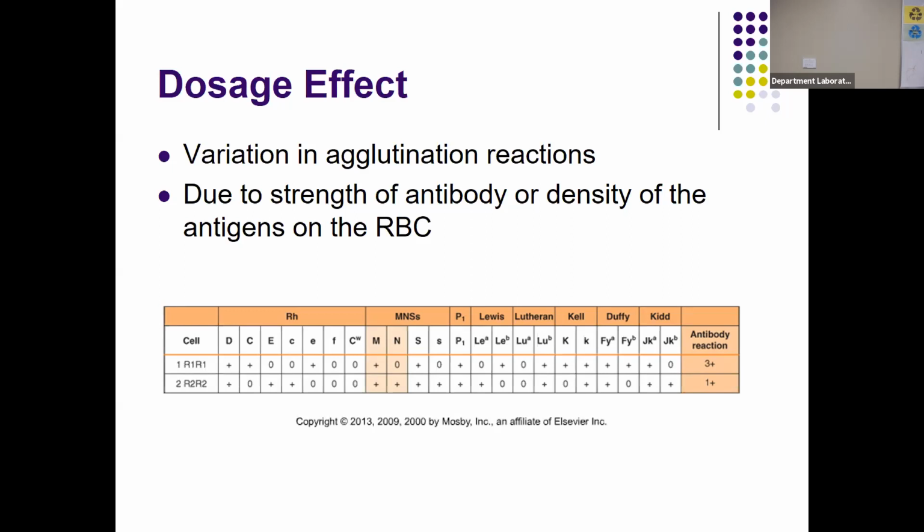If we were to mix patient plasma, remember that's where our antibody is, and add it to these cells and read for agglutination, we are encouraging that antigen-antibody complex, and we grade our reactions. Here are your reactions right here. Notice the cell that is heterozygous, meaning that it has weaker antigenic expression on the cell membrane, also has a weaker reaction. If you think about what's going on, heterozygous versus homozygous.